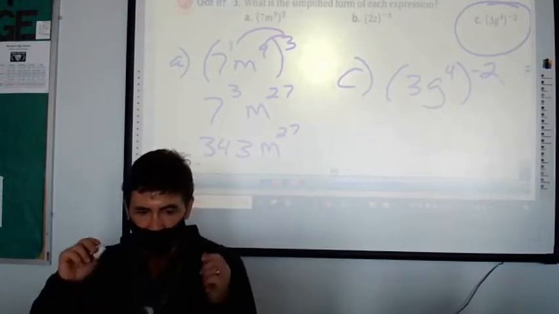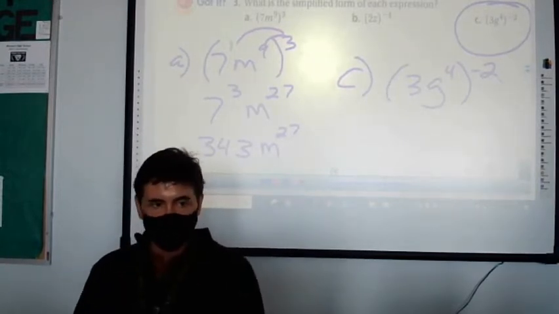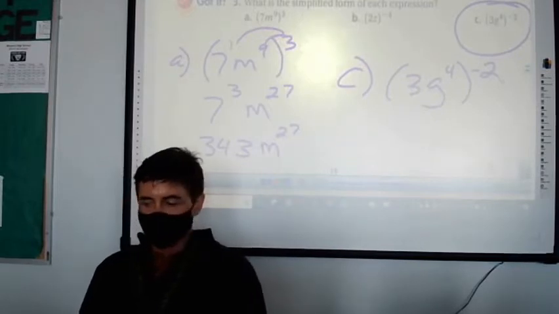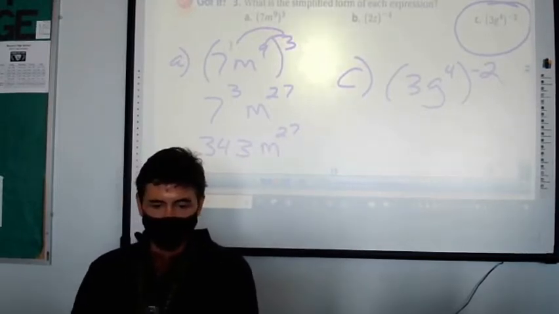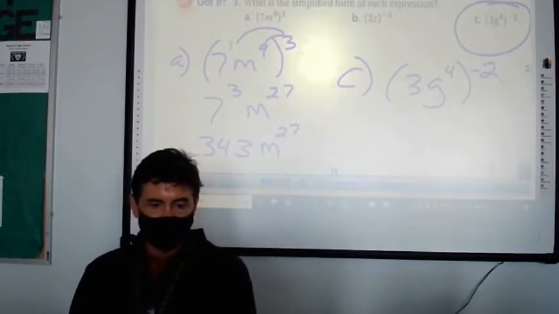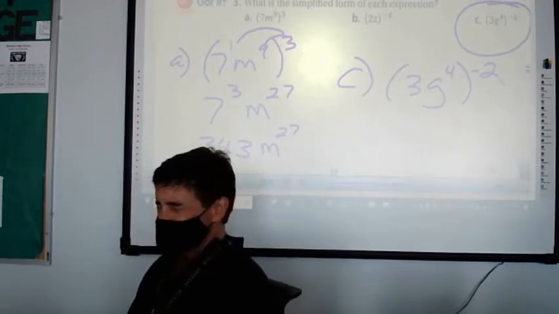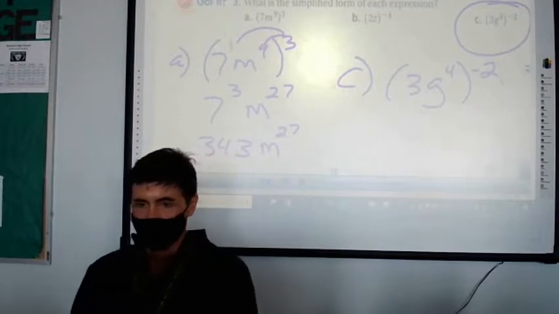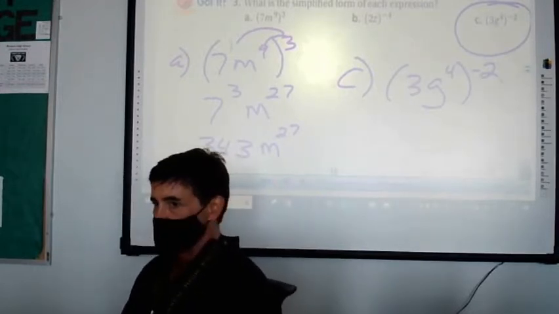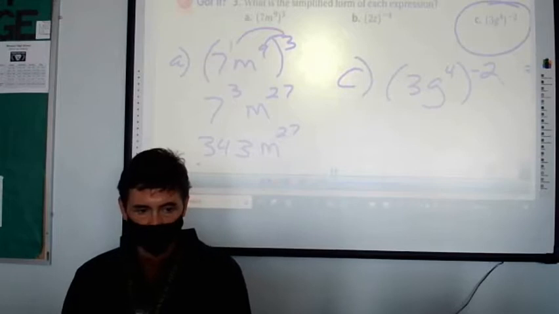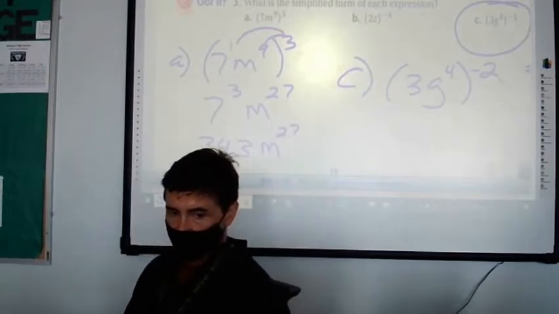Remember in the end, no negative exponents. You're going to end up with a negative exponent. So remember, no negative exponents, you got to deal with that. Also remember, when the exponent is negative, when you move it to the denominator, only the exponent becomes positive. Not the number, only the exponent.